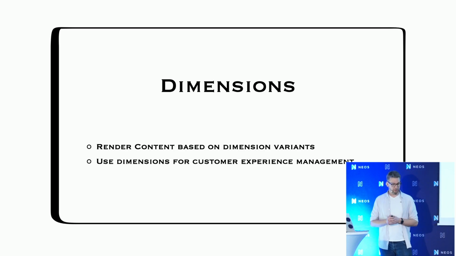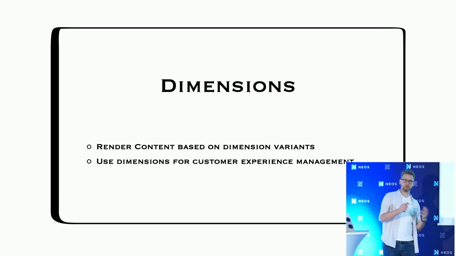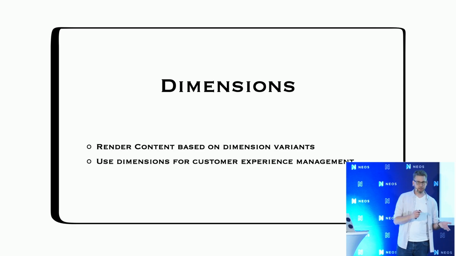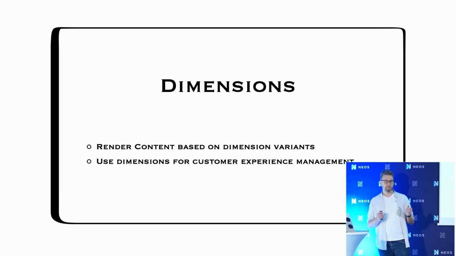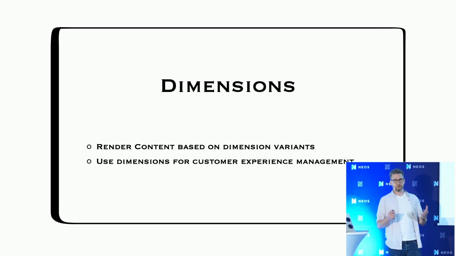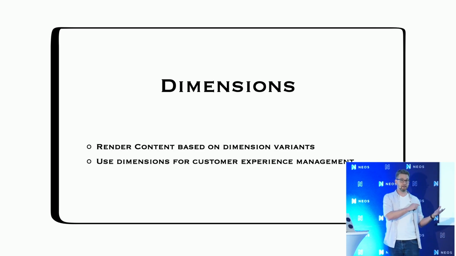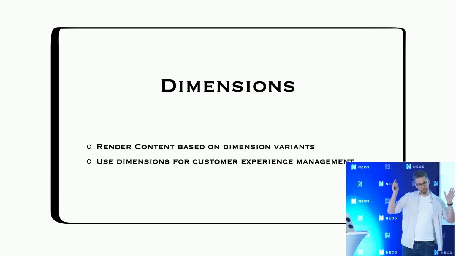Okay, then we have dimensions. Also an internal API, if you will, where you can use your content in different ways. So you could say, I need dimensions for language or for markets or a combination of those things. But you can also use it for customer experience management. So you could define dimensions, let's say tier 1, 2, and 3, and depending on your login status, you serve different content. So you can also use a lot of power already within the system to ship somewhere else if you need to.